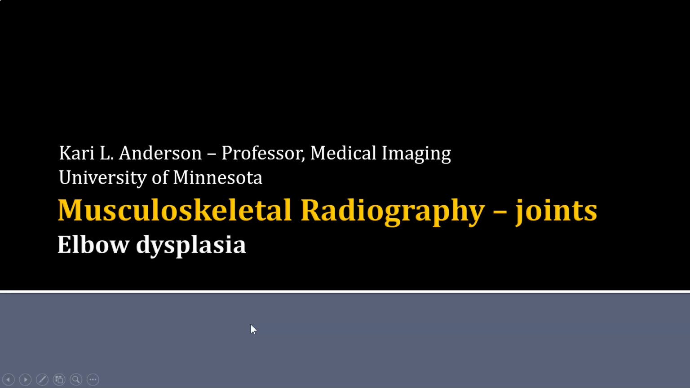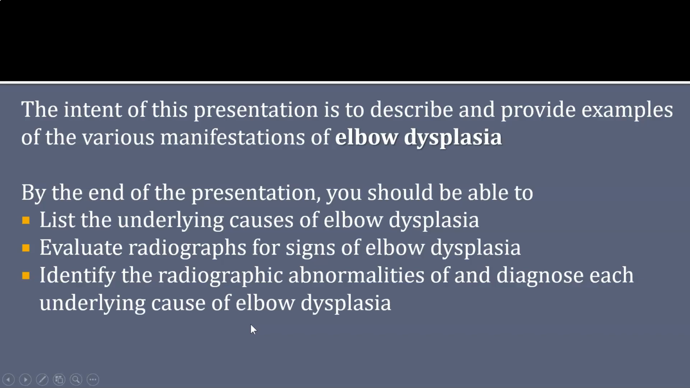This is the sixth in a series of presentations on radiography of joint disorders in veterinary patients. The intent of this presentation is to describe and provide examples of the various manifestations of elbow dysplasia in the dog. By the end of the presentation, you should be able to list the underlying causes of elbow dysplasia, evaluate radiographs for signs of elbow dysplasia, and identify the radiographic abnormalities of and diagnose each underlying cause of elbow dysplasia.